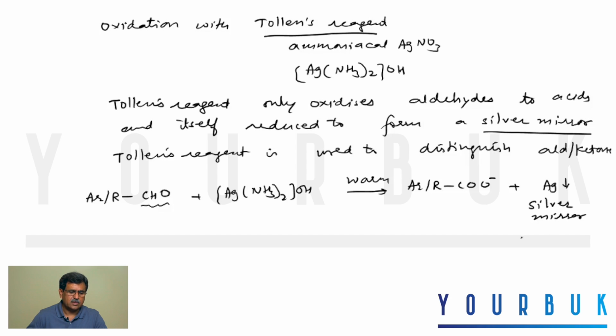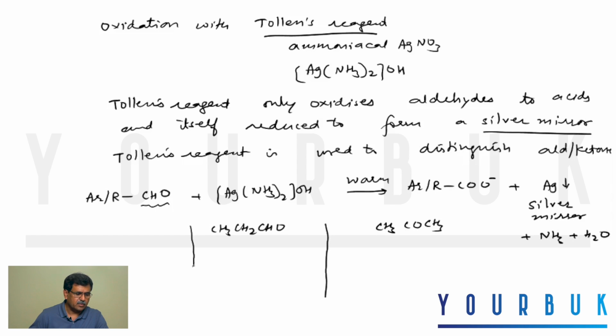And the side products are ammonia, water, like this. So we can distinguish this propanol and propanone by using a Tollen's reagent test. So you prefer the answer in this tabular form.